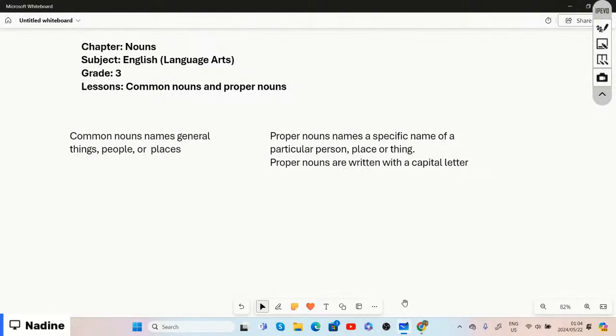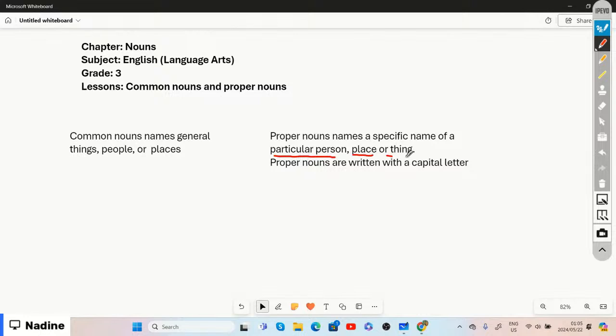So we're going to have to know the difference between what a common noun is and what a proper noun is. As much as we say that nouns name people, places, things, right? Common nouns name general things, general people or places. So instead of giving the actual name, you can just say mom, dad, friend, uncle, driver, teacher, right? But then we have a proper noun. Proper nouns name specific names of a particular person, a place, or a thing.